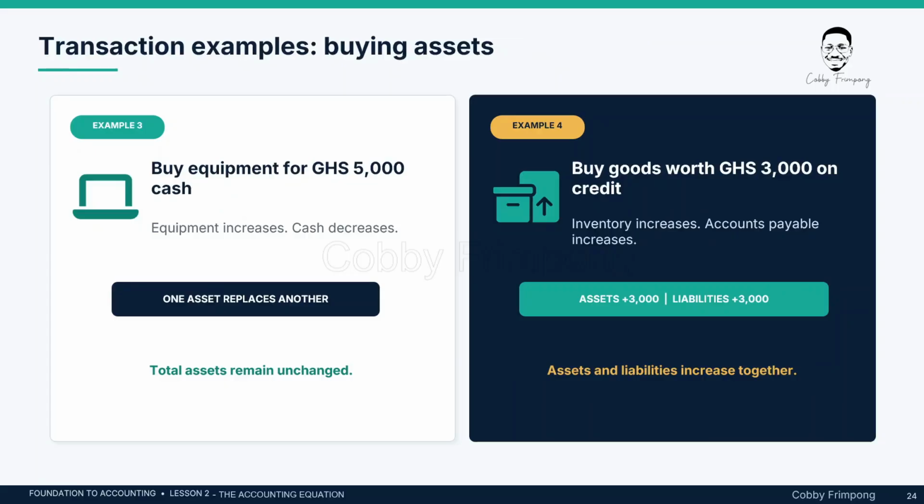Buying assets. When equipment is bought for cash, equipment increases and cash decreases. One asset replaces another, so total assets remain the same. When goods are bought on credit, inventory increases and accounts payable increases. Assets and liabilities increase by the same amount.